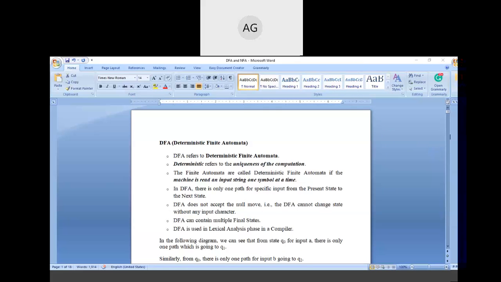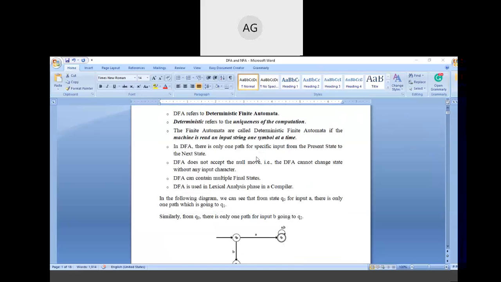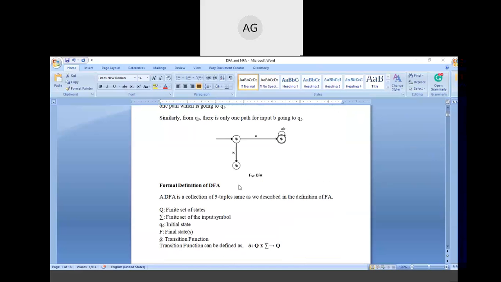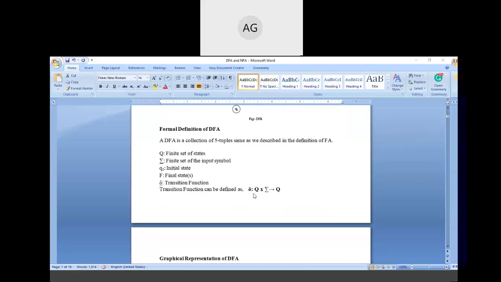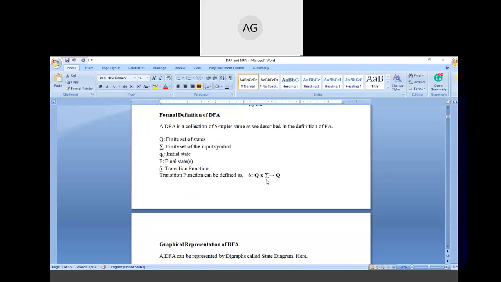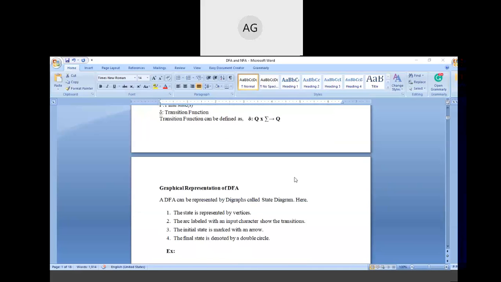So as you can see on your screen, in the last class we already discussed the deterministic finite automata, which is known as the DFA. We already saw its formal definition, and this is a very important formula. As you can see on the last line, the transition function: Q cross sigma gives Q. So this is the formula for DFA.